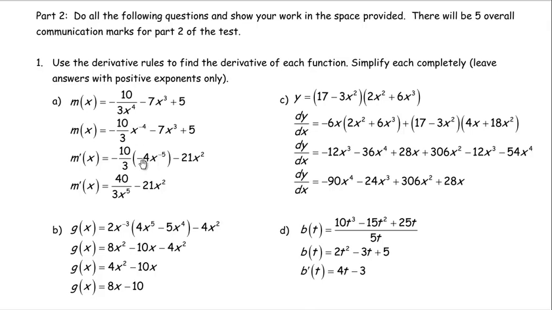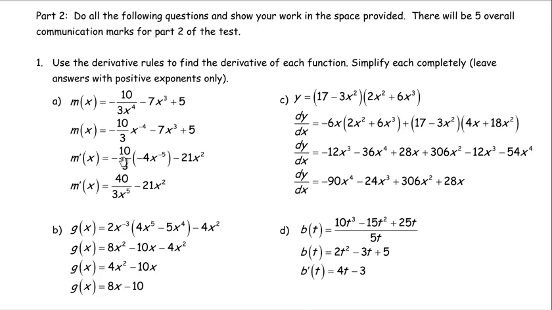So the derivative of x to the negative 4 would be negative 4, and then we reduce the exponent by 1, so x to the negative 5. The derivative of negative 7x cubed: 3 comes down and multiplies by the 7 to give you negative 21, and reduce the exponent by 1 to 2. 5 is a constant, so its derivative is 0, so there's no 5 here anymore.